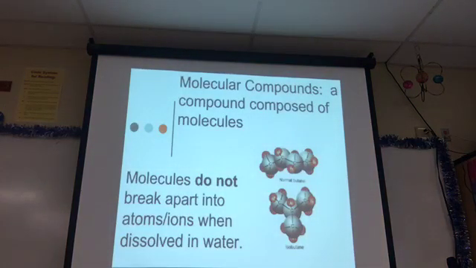Molecular compounds are composed of molecules. Type 3 are molecular compounds. And the thing about these is they don't break apart in water like ionic compounds do. They are not easily led astray by water. They'll dissolve in water if they can, but they're not going to break apart. The molecule will still stay together.